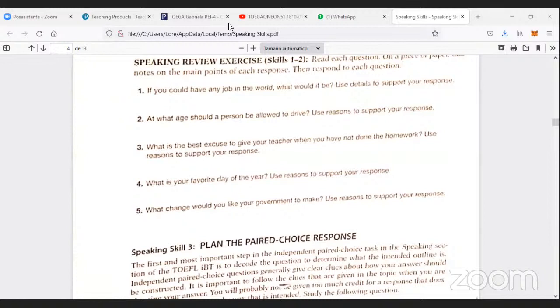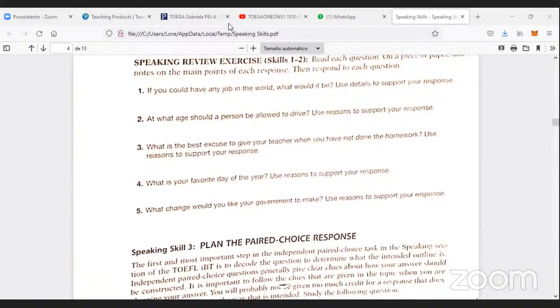Okay, so as a conclusion, I think the best age that a person should be allowed to drive is 21 years old, because I think people are more responsible and understand the implications to drive safely. Perfect. Very good. Now it's much better.